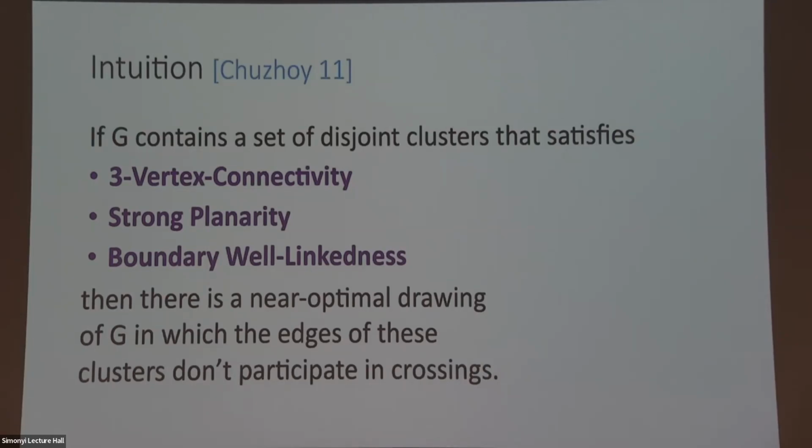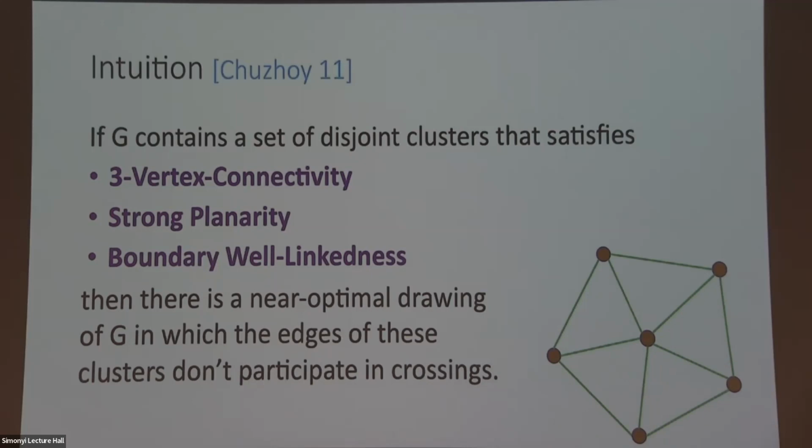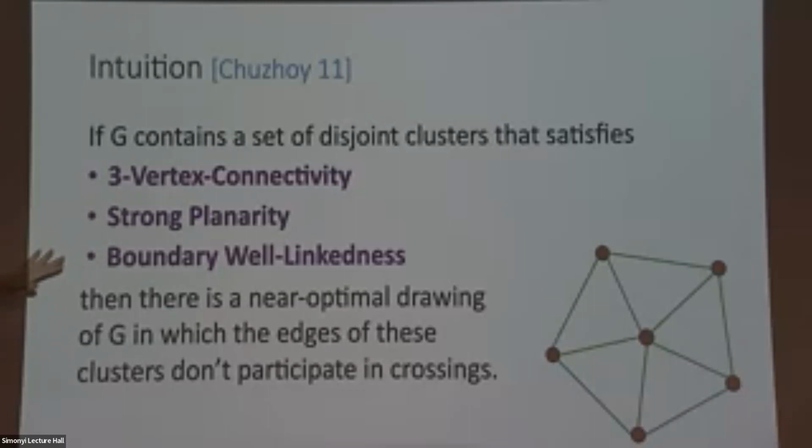There are two things to do in the first step. First, why this intuition is true. Second, how we use this intuition to prove the main theorem. So first, the question. Let's look at what these good properties are that we want. These are three properties: three vertex connectivity, strong planarity, and bounded well linkedness. Let me explain each of them.